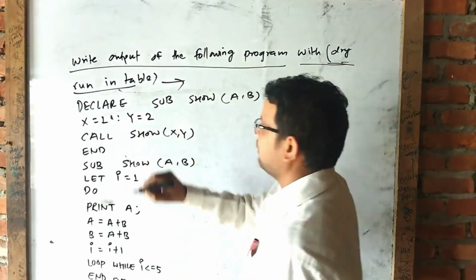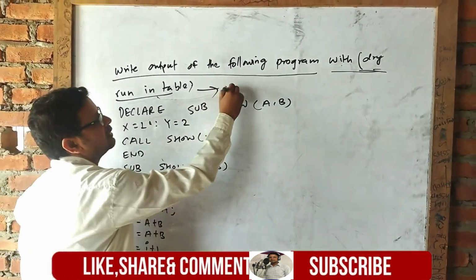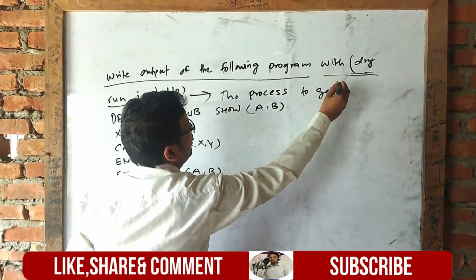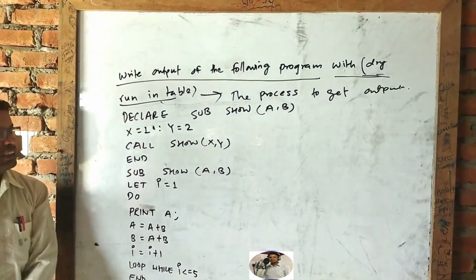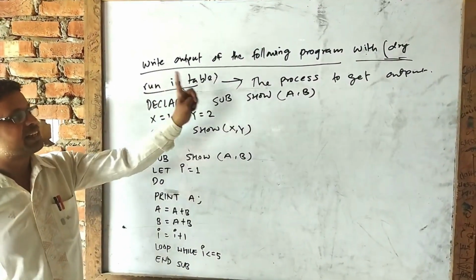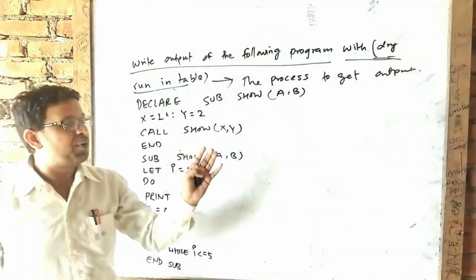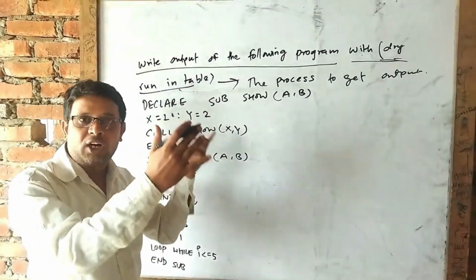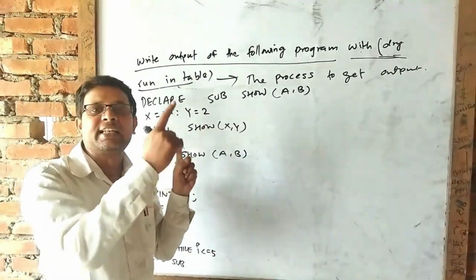Now you must understand dry run in table. So what is dry run in table? I am giving you the definition. Dry run in table means the process to get the output. All the process by which you get the result, you have to write here, and that process is called dry run in table. If you want to write the output of the following program, then first you have to write it in a copy, on a page, because the output may be longer. So you must create that table step by step. Then only you can write the output.